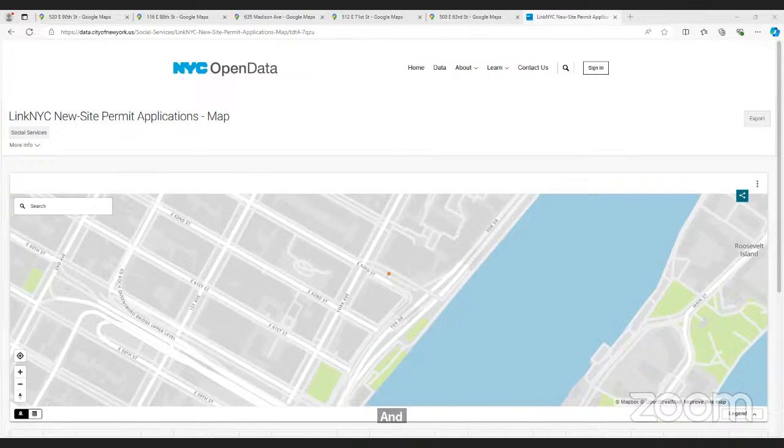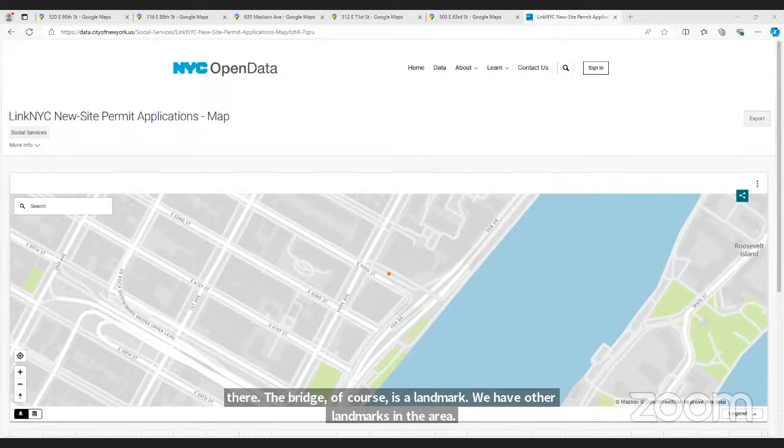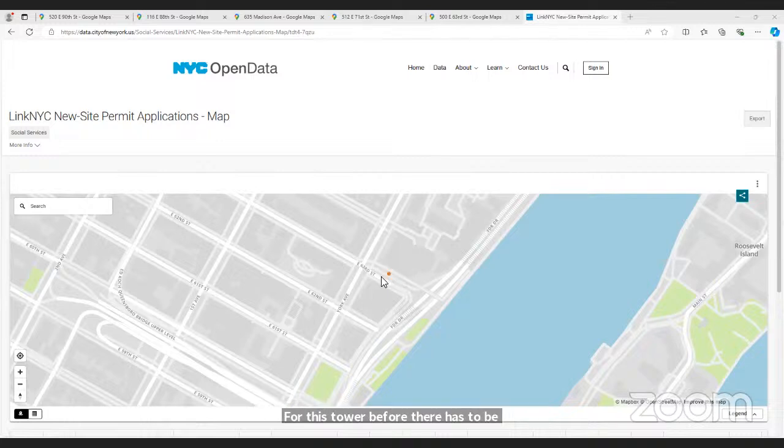Chuck or Craig, do you know what is the radius for this tower before there has to be another tower? Because the next one is at 71st Street. That's a really long distance from 63rd Street.